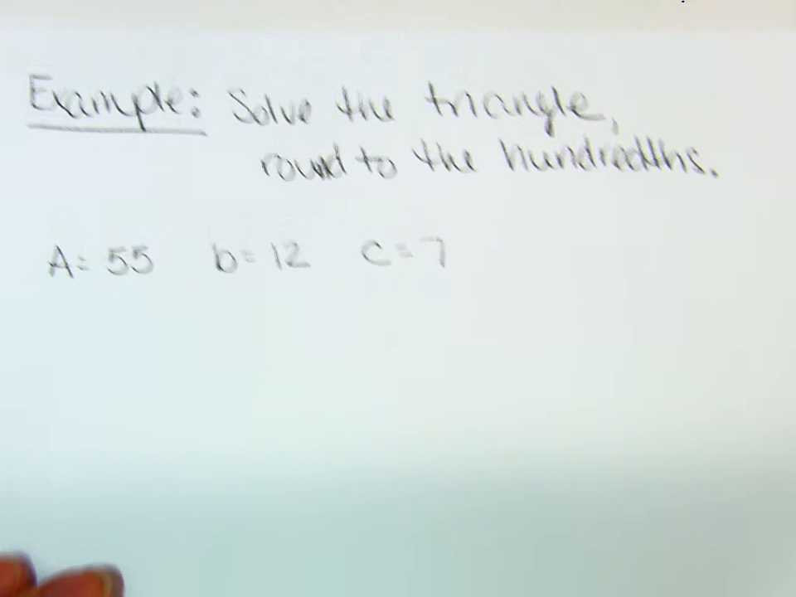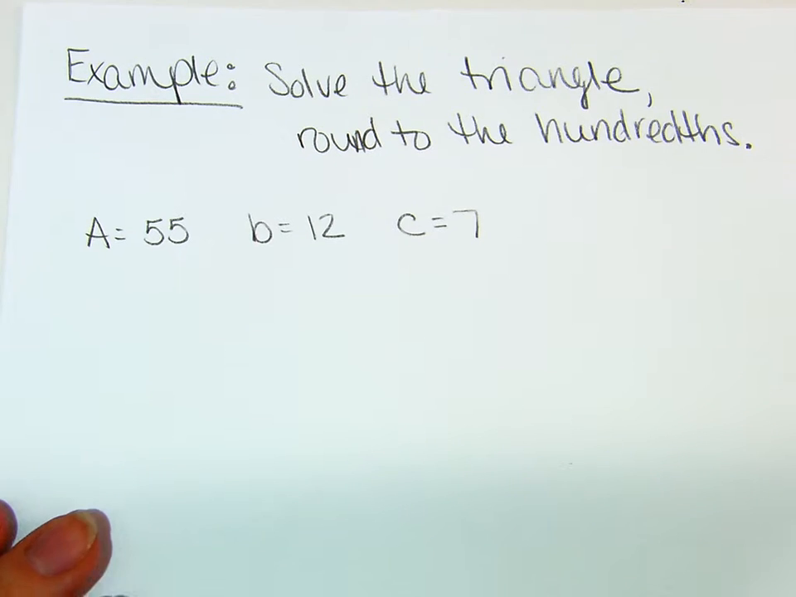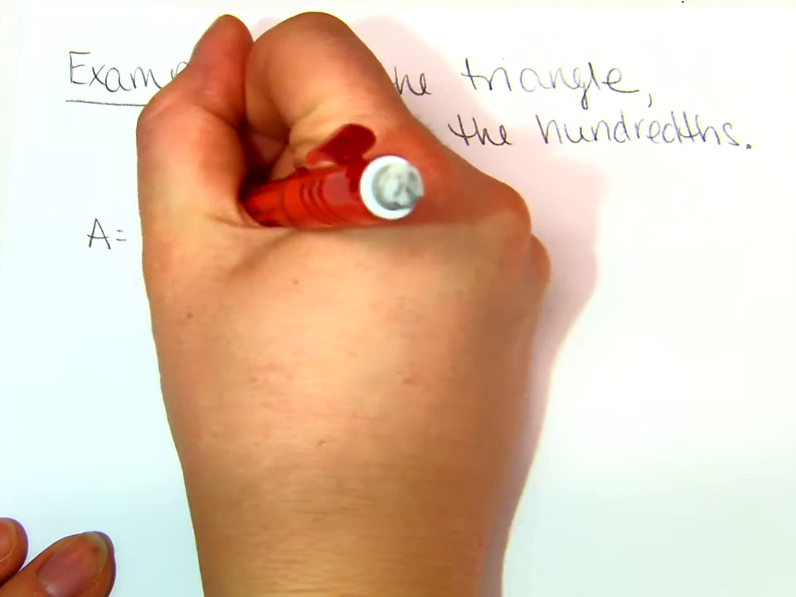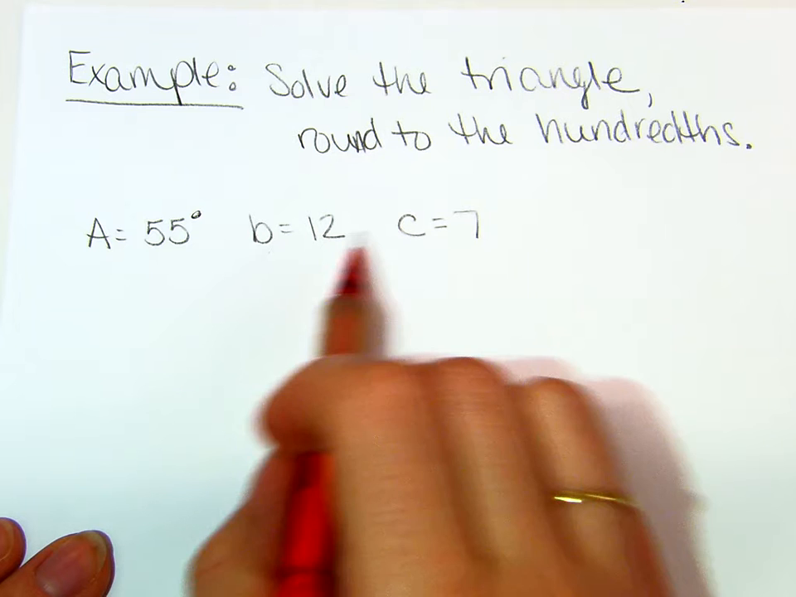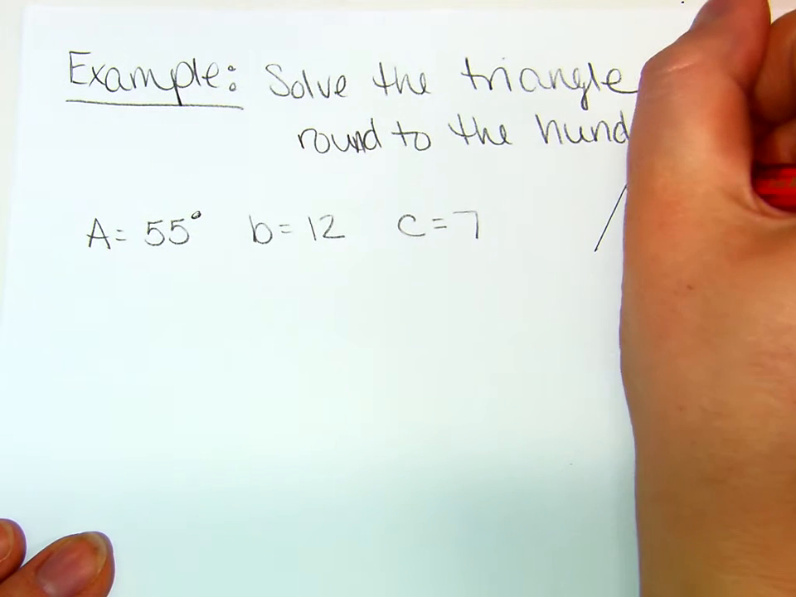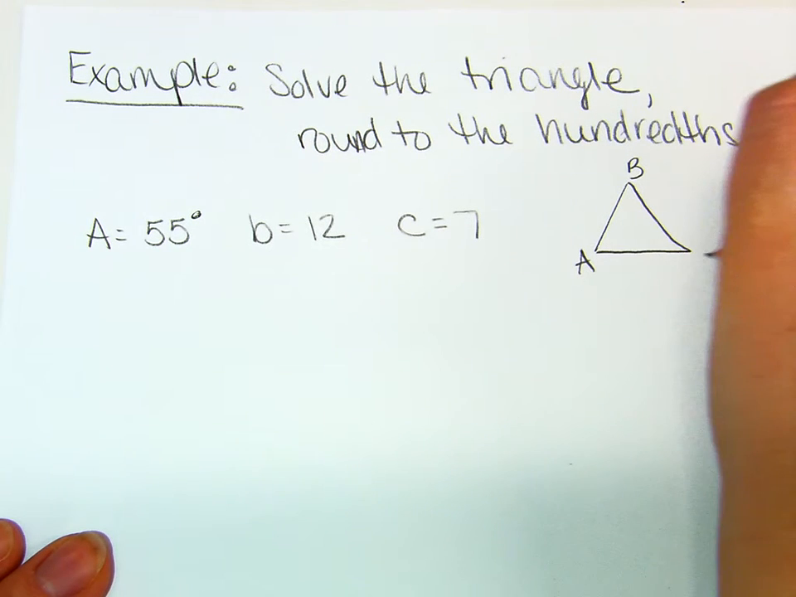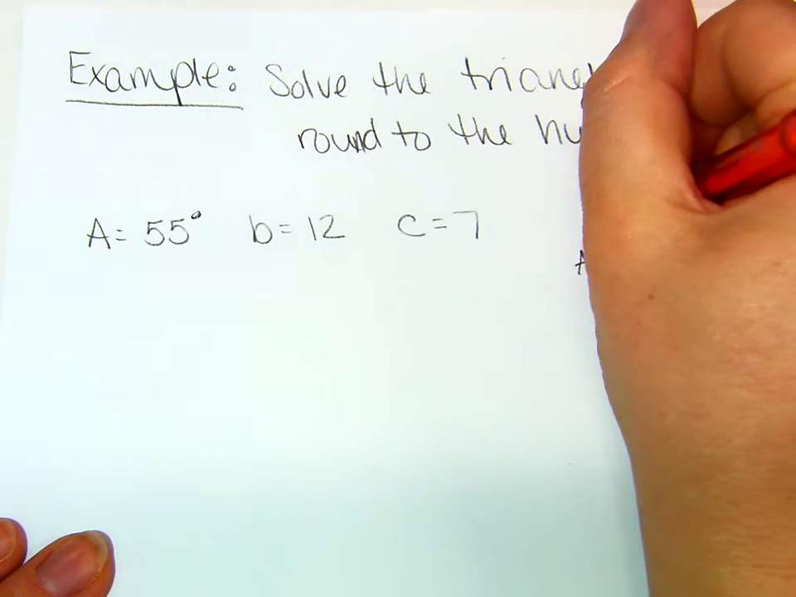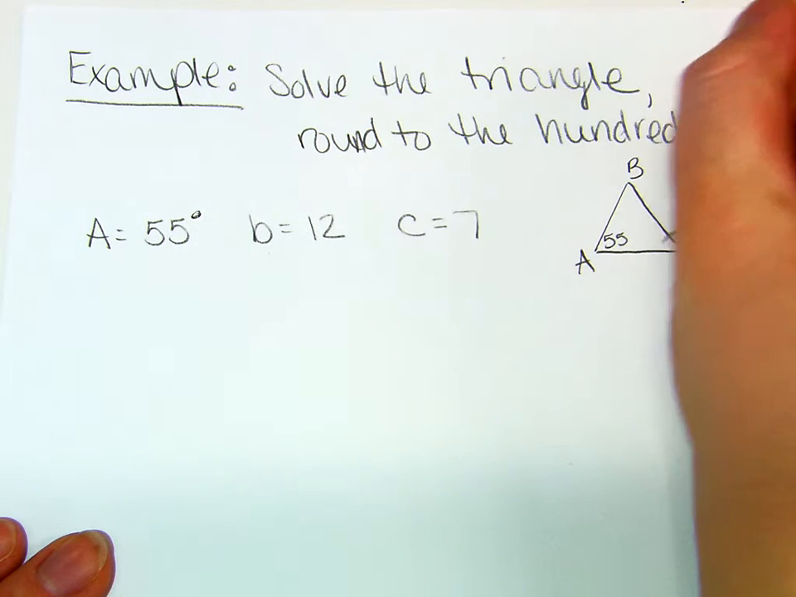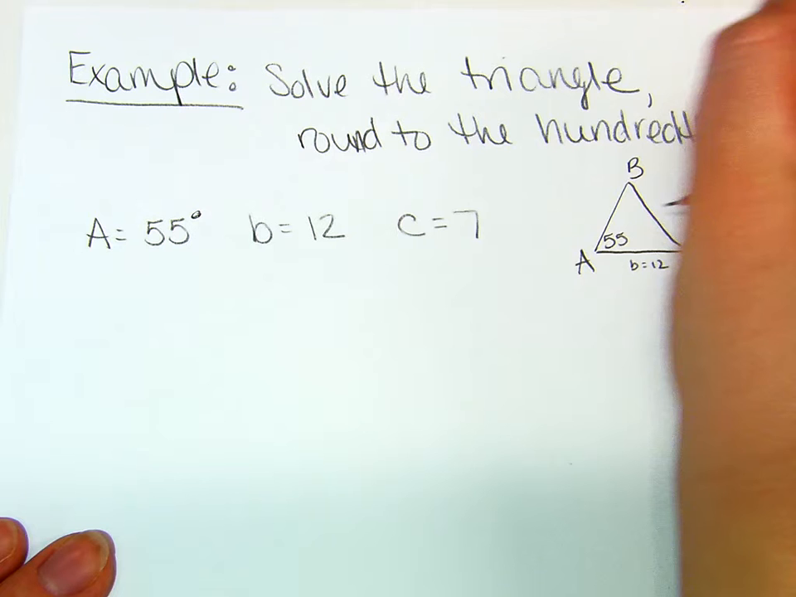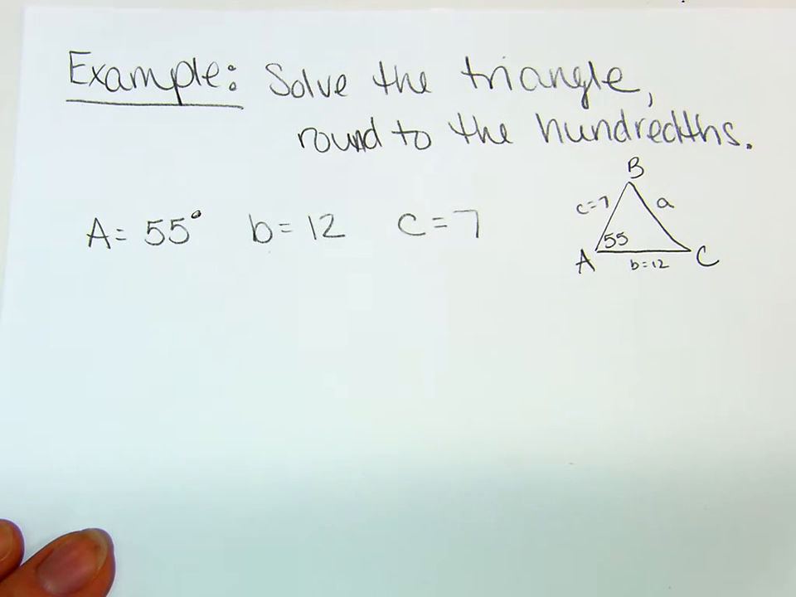So if we do an example, I want to round to the hundredth for this one. So I have angle A is 55 degrees, side B is 12, and side C is 7. So I want to draw my triangle first. So A, B, and C. Angle A is 55 degrees, side B is 12, side C is 7. I don't know side A, and I don't know angle B or angle C.